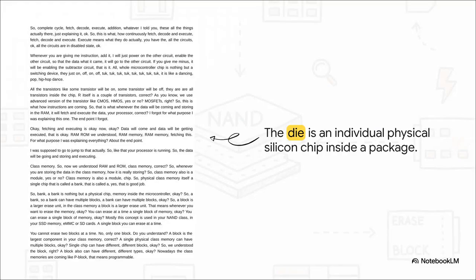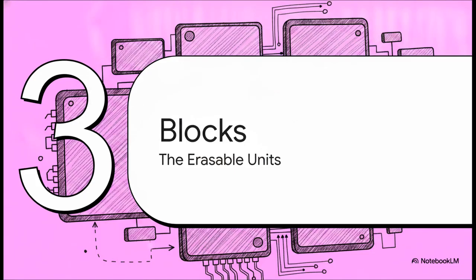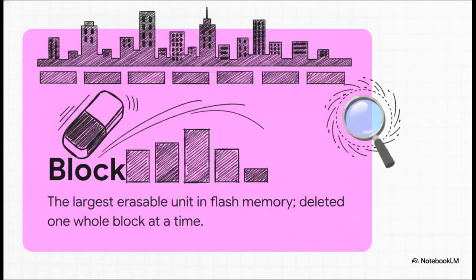And as you can see mapped out in the physical structure here, that single die, or bank, actually encapsulates every other level we are about to explore. It's the absolute outer limit of our memory landscape. Which brings us to part 3, blocks, the erasable units. Keeping with that city analogy, if the die is the city limit, a block is a specific neighborhood. And blocks have a really strict, honestly kind of fascinating rule in the physical world of flash memory. They are the largest erasable unit.